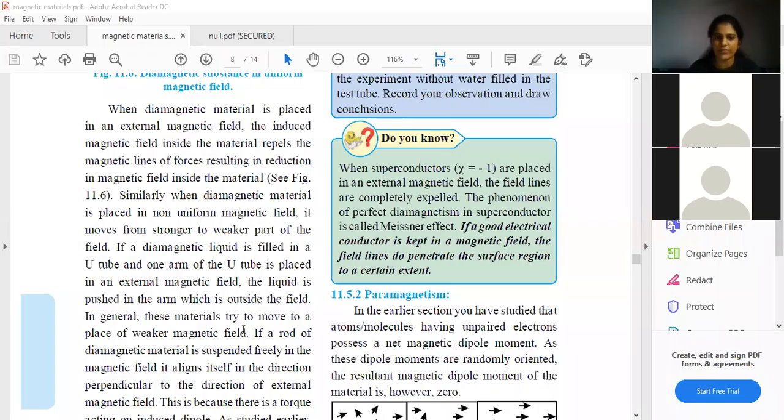That is what is written in your textbook, but there is no diagram for that. So I thought I'll show you all the diagram. Okay, it is written over here.